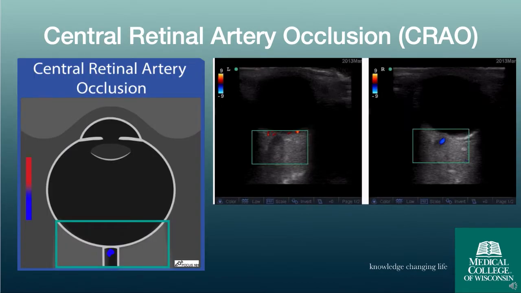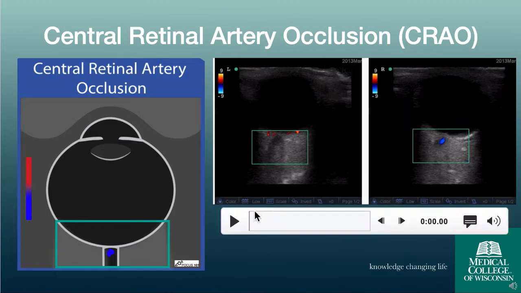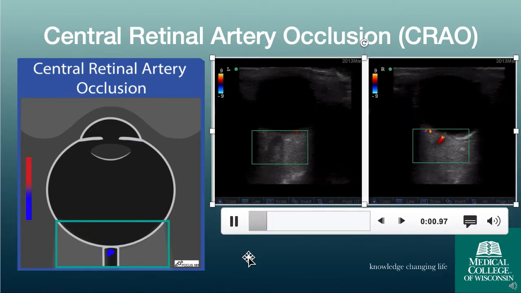This is what it looks like on ultrasound. Let me go ahead and hit play here. So what you're going to do is you're going to get a good view of the eye, put a Doppler over the posterior chamber, and get that nerve sheath in view. And what you'll see is a lack of arterial flow.